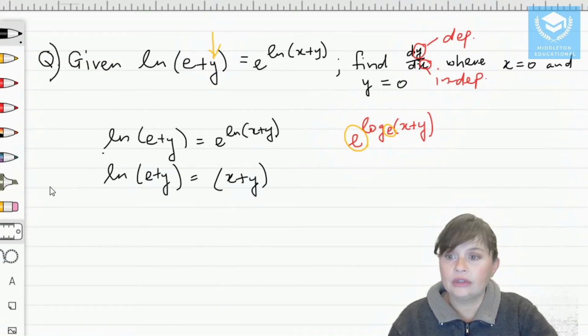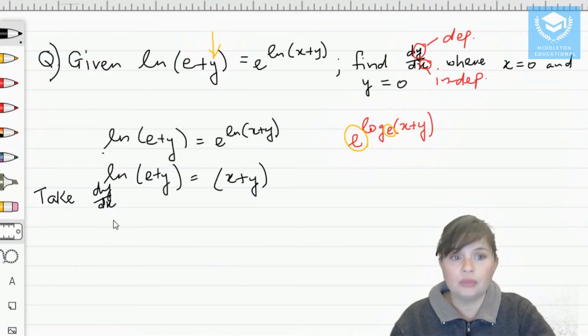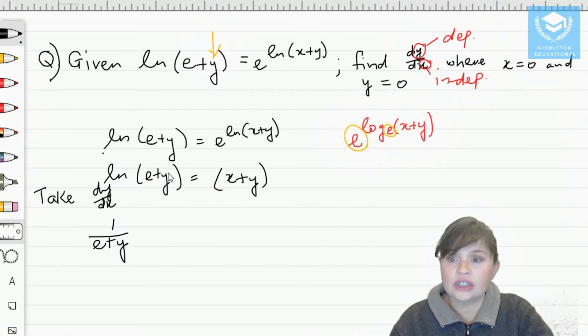So we are now going to find the derivative. So we take dy/dx, which means that on your left-hand side, you're taking the derivative of ln(e + y), which means that the first function you're going to be dealing with is the ln, right? Which means it's going to be 1 over (e + y), right? The next part of the function is what is in the bracket here. And this is chain rule, right?